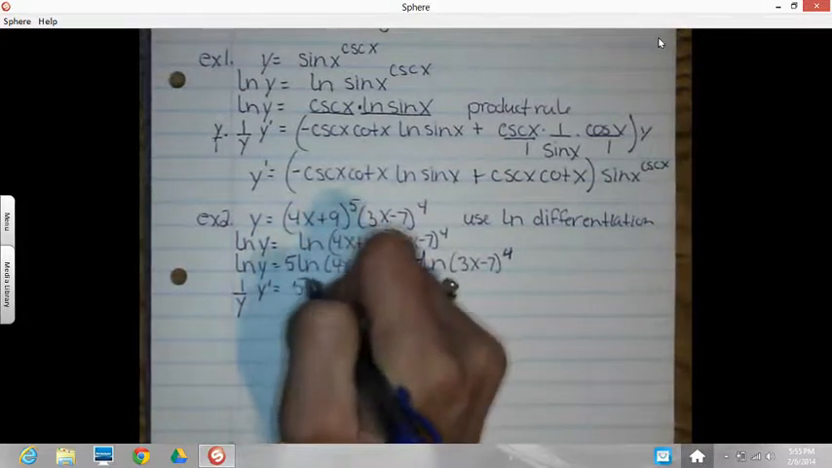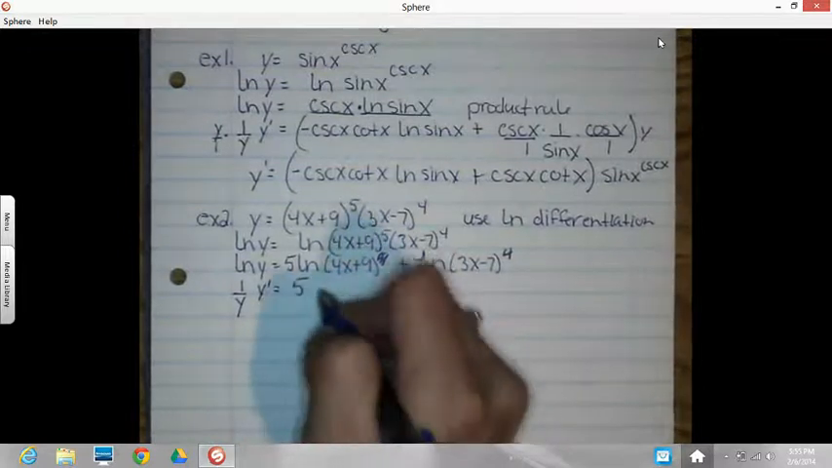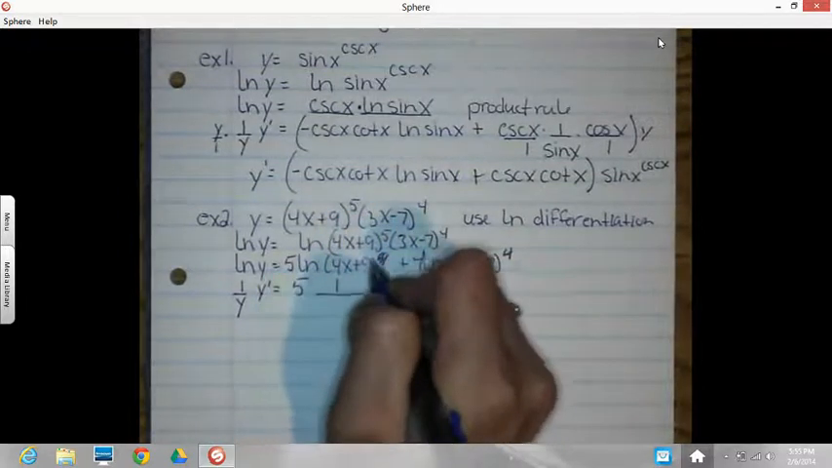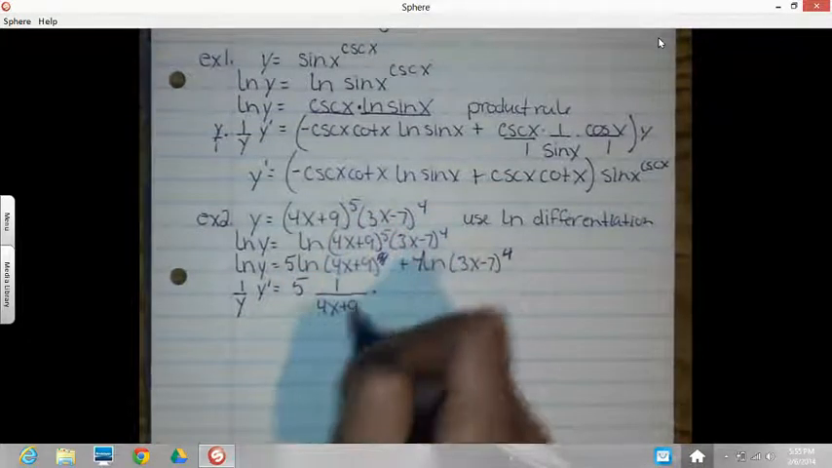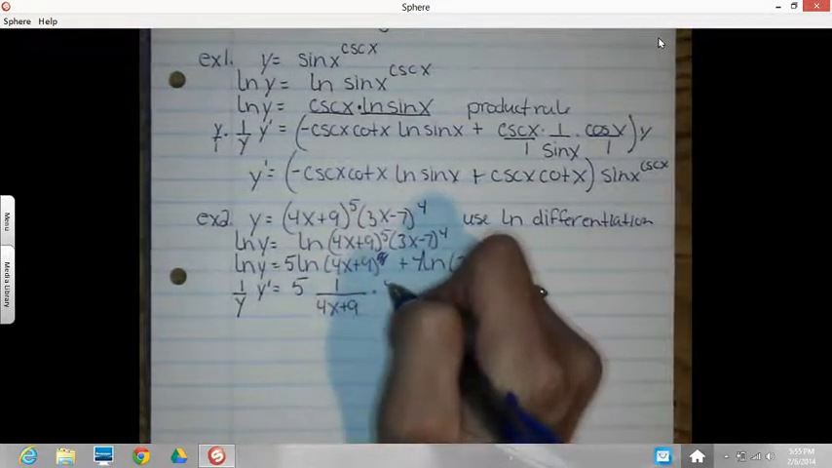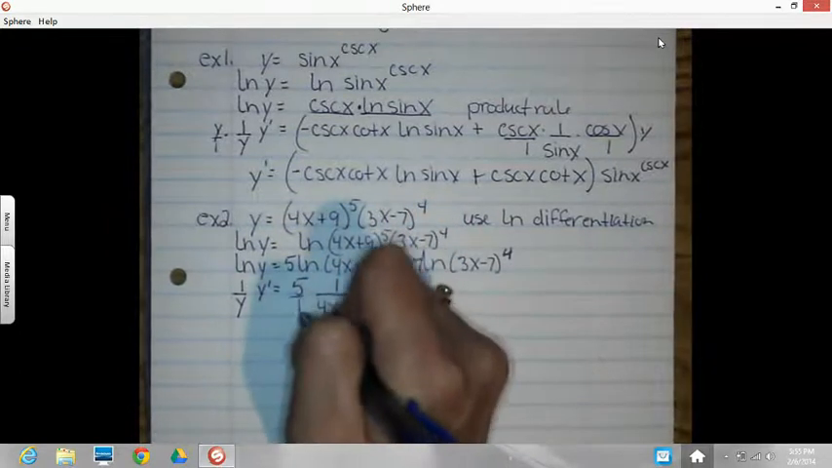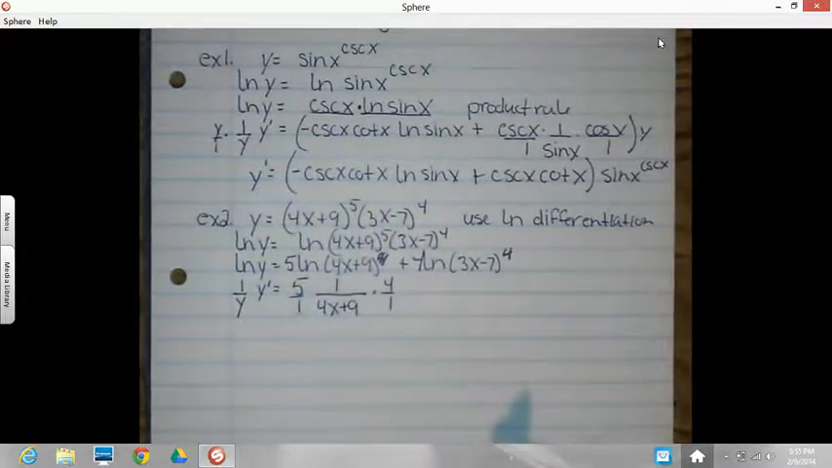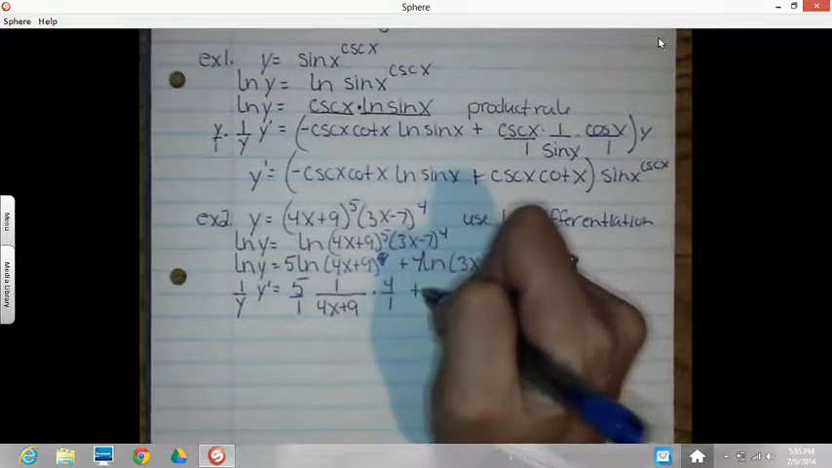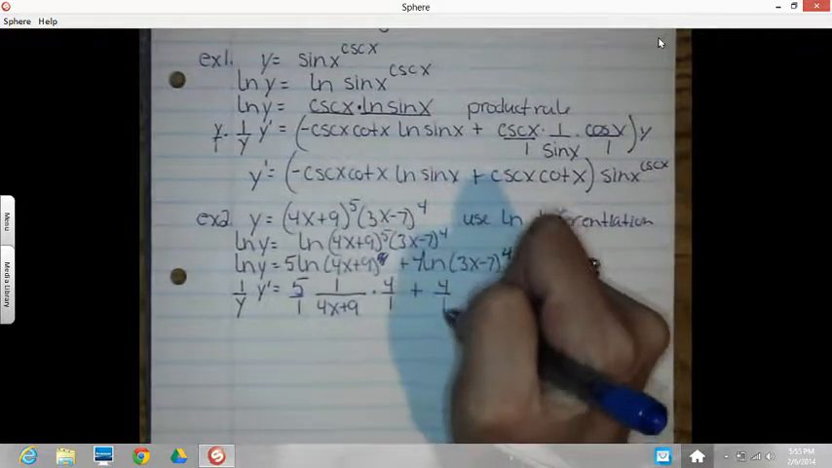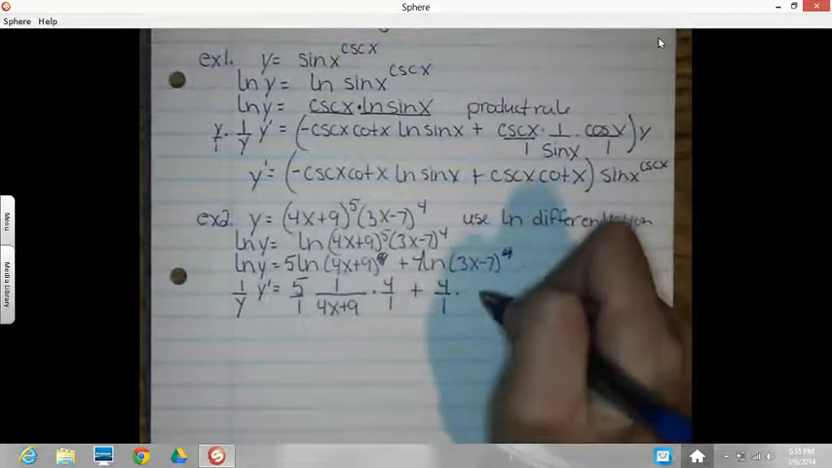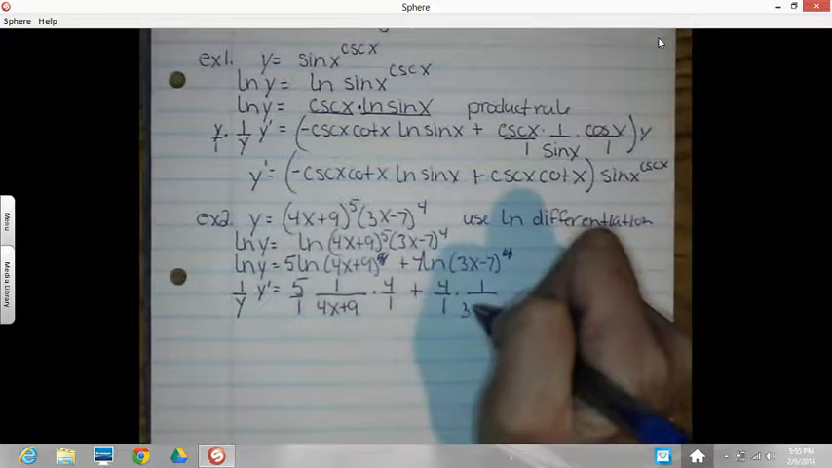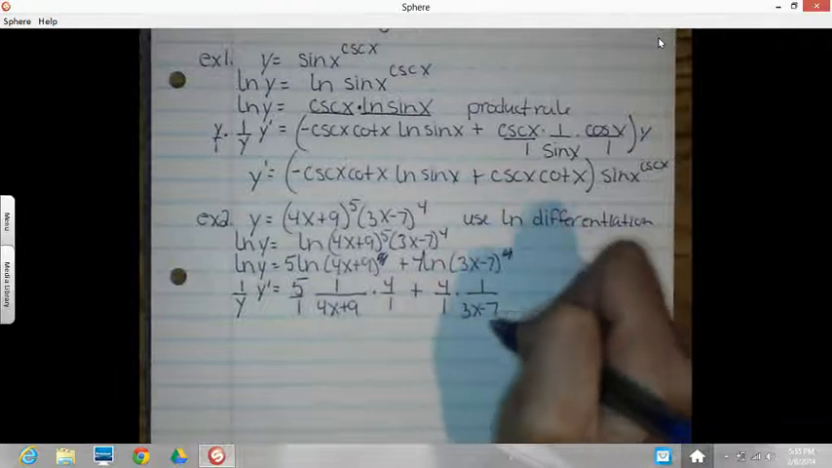5 carries along. The derivative of a natural log is 1 over the u times the derivative of the u, which is a 4. Put that over 1. I'll put the 5 over 1 so I can keep numerators and denominators lined up. Plus 4 times the derivative of the natural log, which is 1 over 3x minus 7 times the derivative here, which is 3.